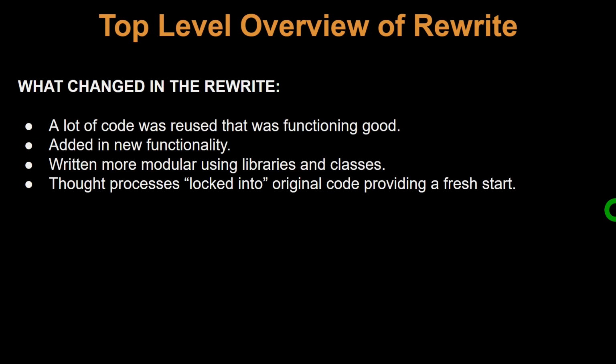And the last bullet point item, thought processes locked into original code providing a fresh start. If I can't step away from that original code and look at things from another perspective, I am doomed to continue to repeat failures in that code. And that's what going modular with libraries and classes allowed me to do, a whole new fresh perspective. Now with that, we'll go ahead and we'll look at a few of the other aspects of what's going on with the program, just so that you understand bad things didn't happen.